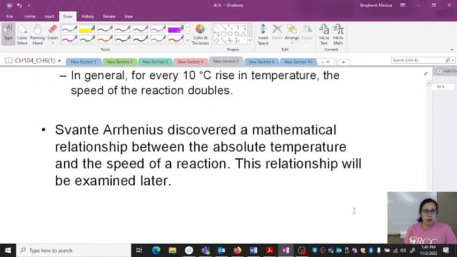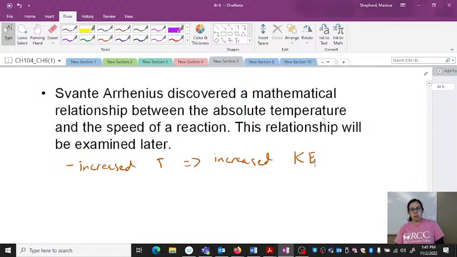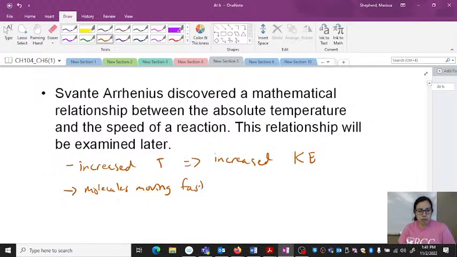And so all we want to think about is, of course, increased temperature gives us increased kinetic energy from those molecules moving around. And if we have an increase in kinetic energy, that means our molecules are moving faster. And then, of course, if they're moving faster, that means more collisions, and not only more collisions, but also more productive collisions.